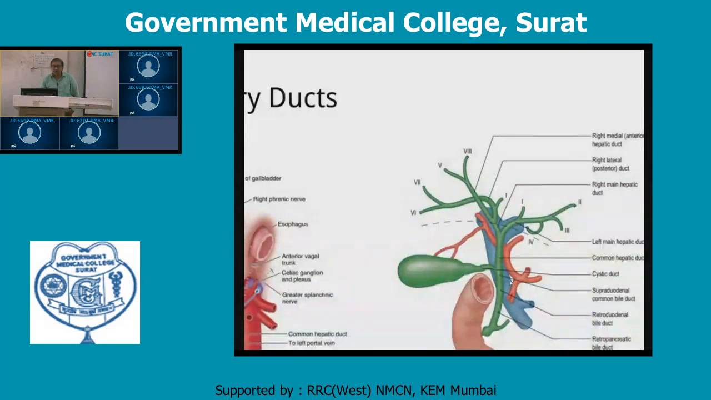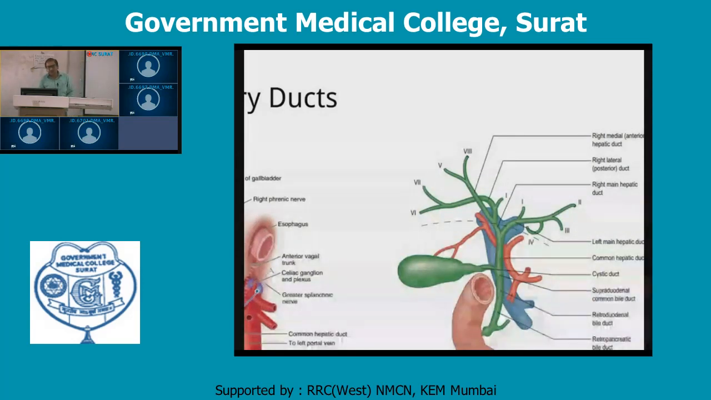And relations of the infraduodenal part. This infraduodenal part of the CBD passes behind the pancreatic head. So anterior to it is the pancreatic head, and posterior to it is the IVC, which is not shown in this figure, but it is there. Towards the left are the portal vein and superior mesenteric vein. So these are the important relations of the common bile duct.